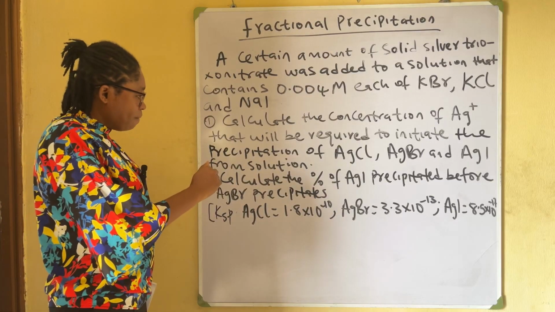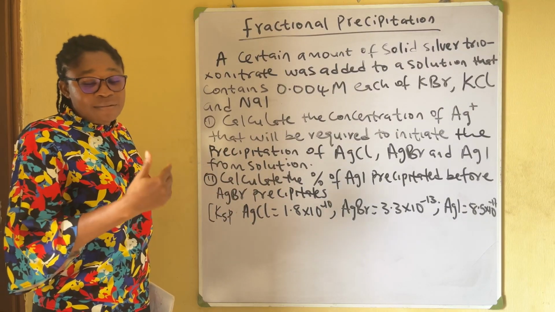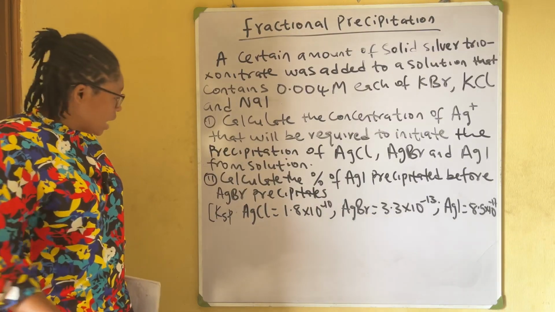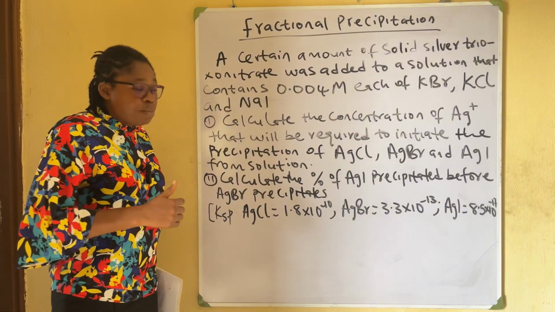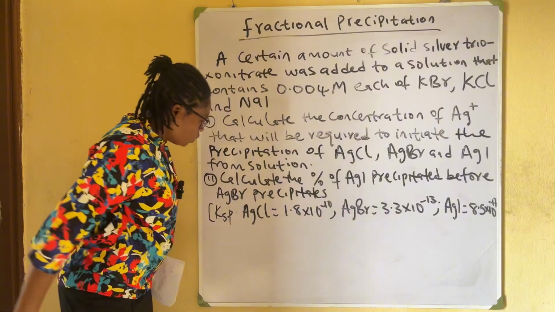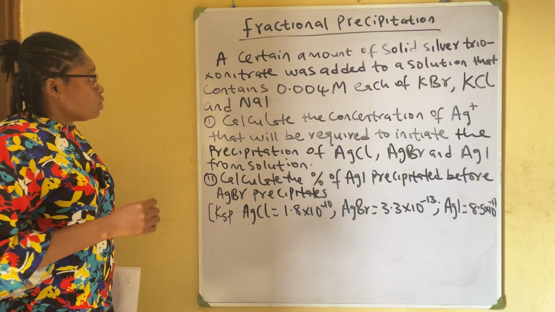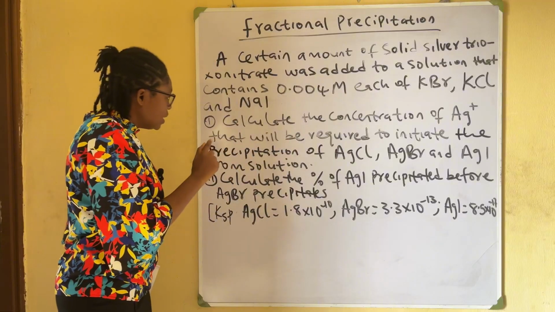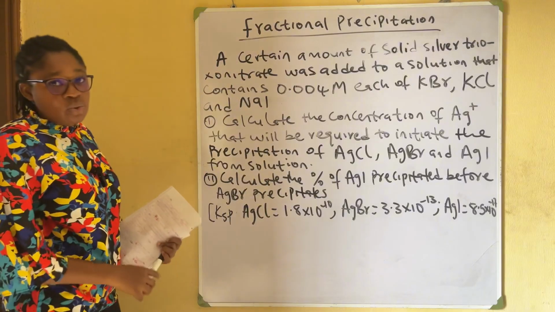Like we saw, the first thing I did before this: if you are given the Ksp values for silver bromide, silver iodide, and silver chloride, you look at the one with the lowest value, so that's the one that precipitates. They're asking you to find the percentage of silver iodide precipitated before silver bromide. This is the Ksp value of silver chloride, silver bromide, and silver iodide. Alright, let's start with the first question. We want to calculate the concentration of silver ion that will be required to initiate the precipitation of silver chloride. So let's start with silver chloride first.